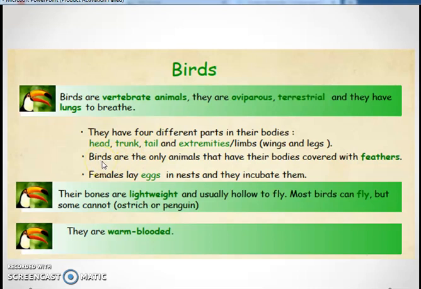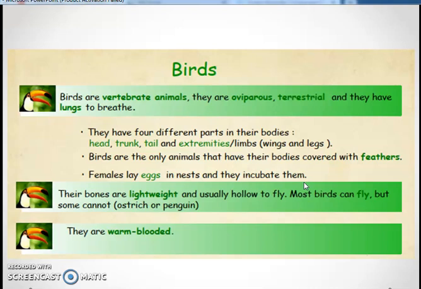Birds are the animals that have their bodies covered with feathers. No other animal has feathers. The female birds lay eggs in the nest and they incubate them. So we can say the birds lay eggs. So their reproduction is done through the eggs. Female bird will sit on the eggs. This process is called incubation. So after some time the young one will come out of the eggs.